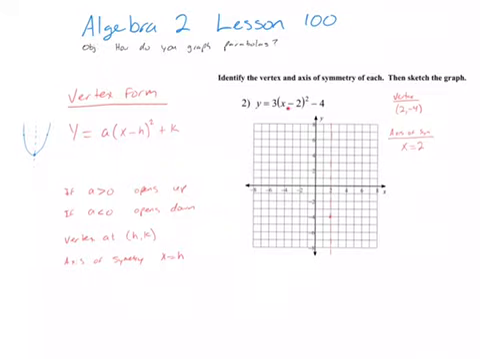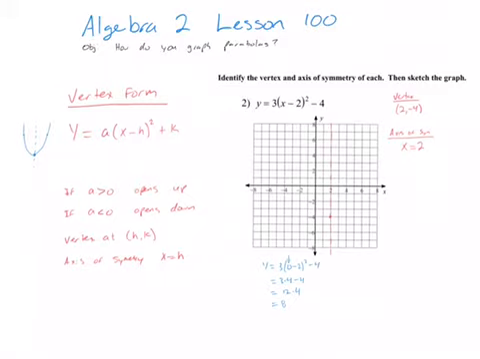So how about I plug in, well, we already know when x is equal to 2. I'm going to plug in a simple number, 0. So let's plug in 0 into that. I'm going to say y is equal to 3 times 0 minus 2 squared minus 4. Well, 0 minus 2 is negative 2. Negative 2 squared is 4. So this is going to be 3 times 4 minus 4. So this is going to be 12 minus 4, which gives me 8.